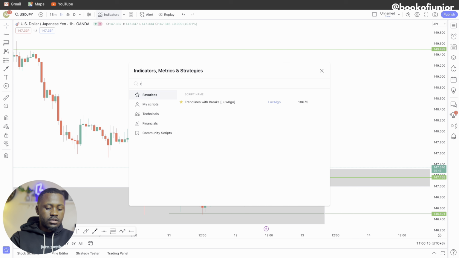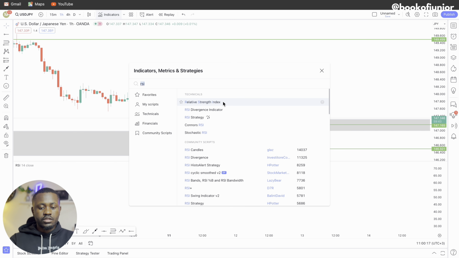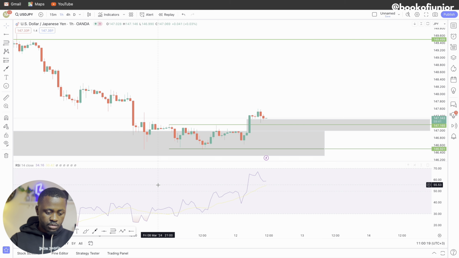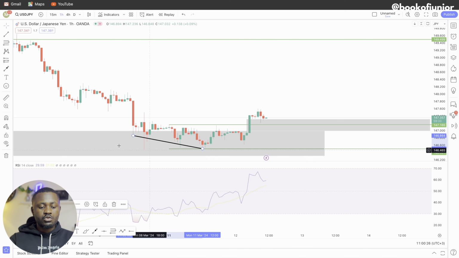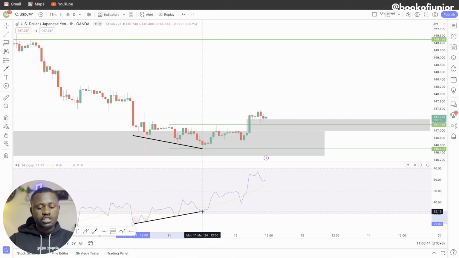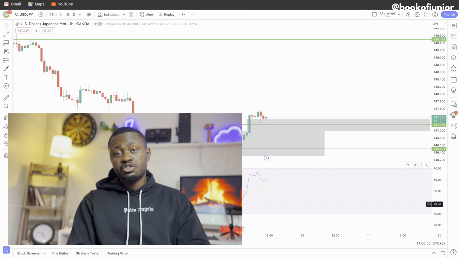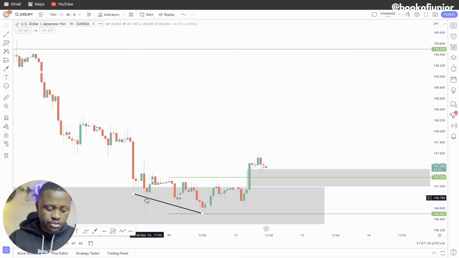RSI is relative strength index, just like this. So we want to see something like this. As you can see, we need to see price coming down like this on our price, and we need to see price coming up like this on our indicator. You can see. So this is what we call divergence, and the divergence only happens when price is about to reverse. So this is the first action that we had, traders. You can see.